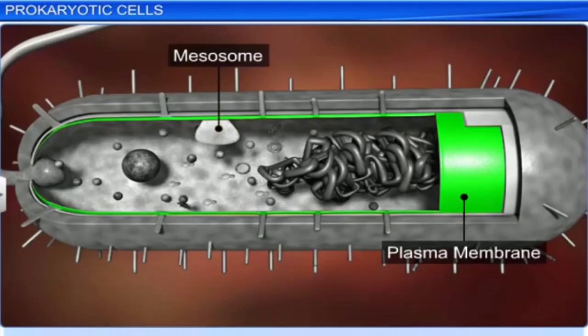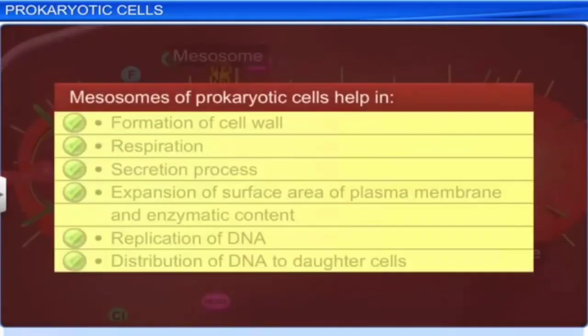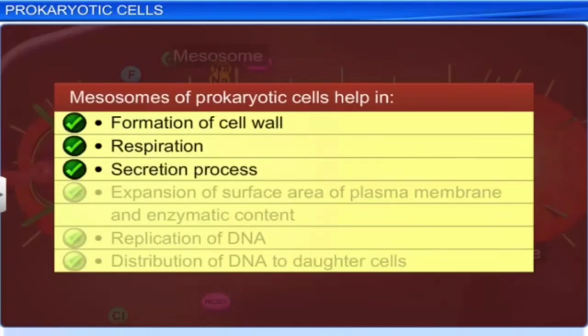Incidentally, the presence of the mesosome is a characteristic feature of prokaryotes. Mesosomes help in cell wall formation, respiration, secretion processes, expansion of the surface area of the plasma membrane and enzymatic content, DNA replication, and distribution to daughter cells.